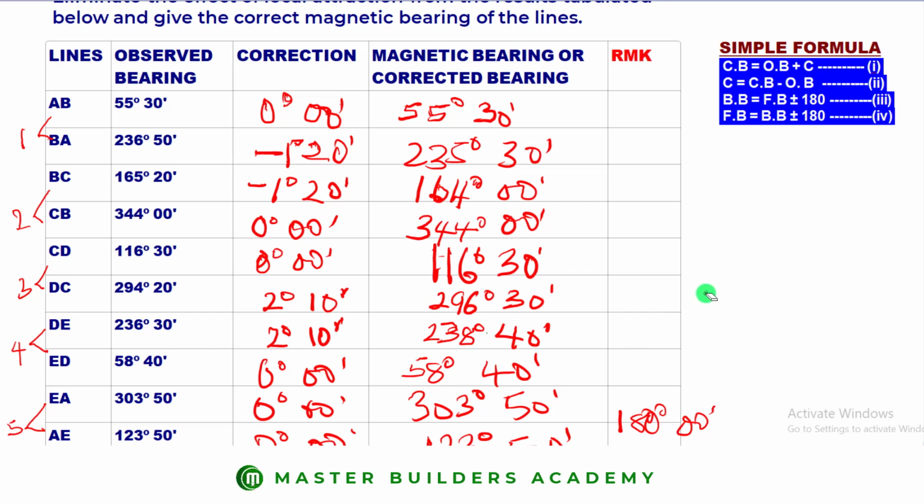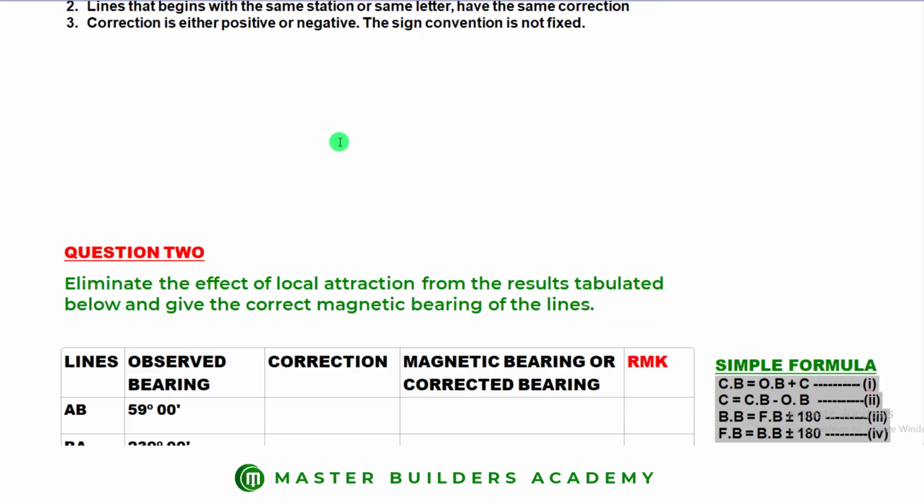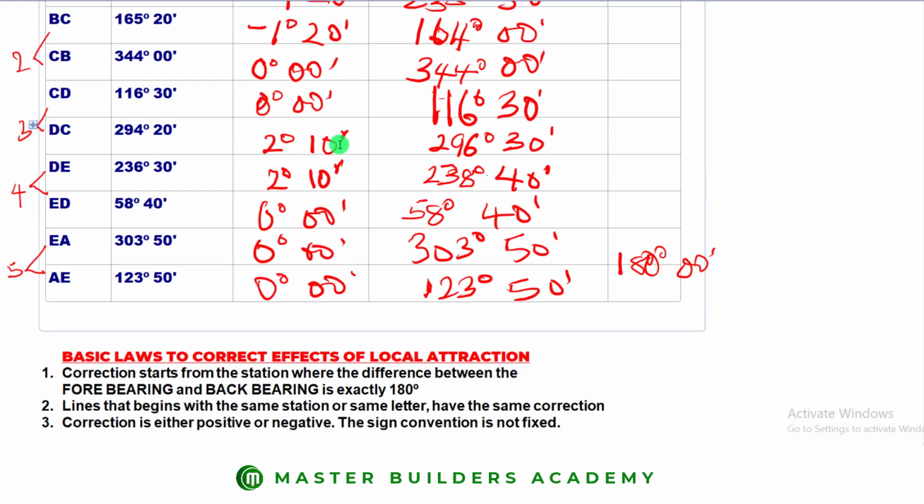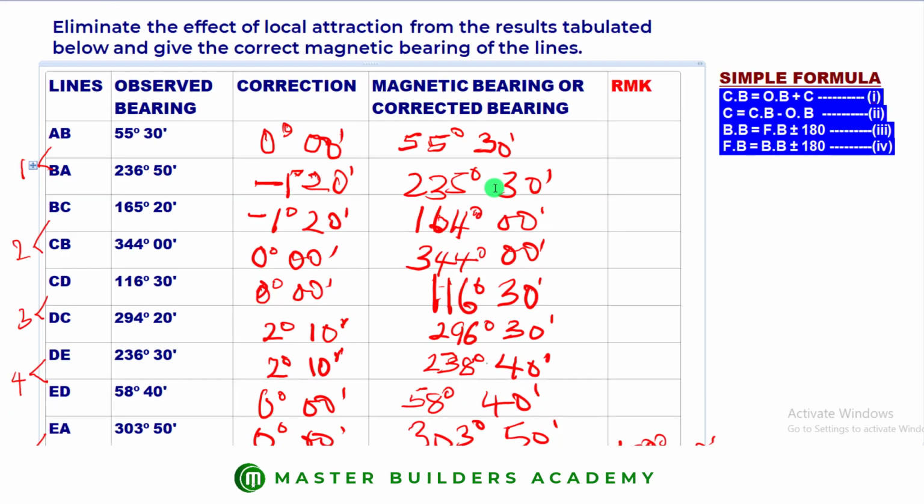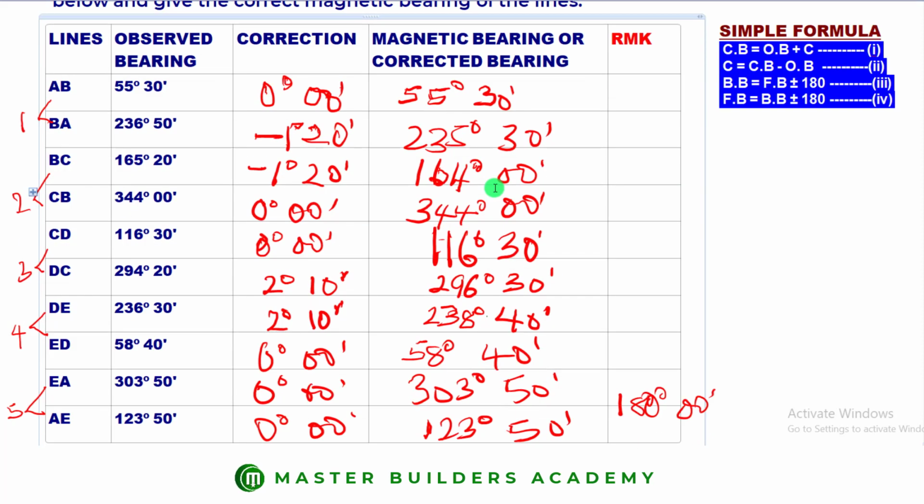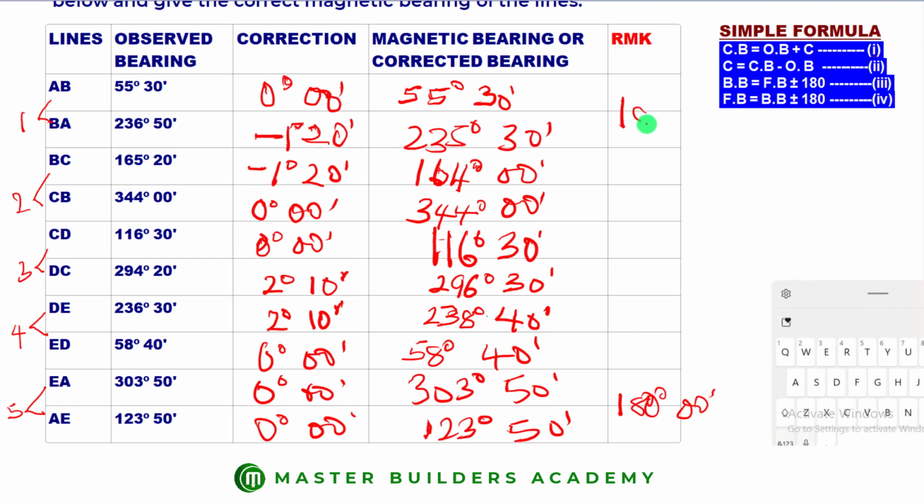Now, the last but not the least that we will quickly do here as far as this question is concerned is for us to what? Quickly check this result that we have performed and see 180 degrees all through. Are you with me? If we have 180 degrees all through, this is it. So let's check it out. Now we'll be subtracting the corrected bearings from each other. So if we remove 55 degrees 30 minutes from 235 degrees 30 minutes, this will give us 180 degrees 00 minutes.